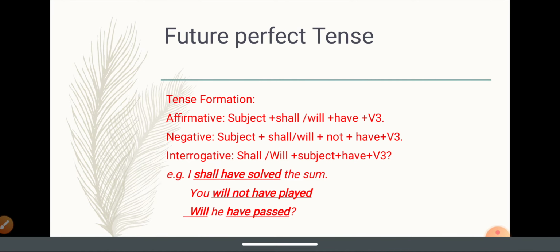Next comes future perfect tense. So in the formation of future perfect tense, we shall write down subject plus shall/will plus have plus third form. Like I shall have solved the sum, you will not have played, will he have passed.